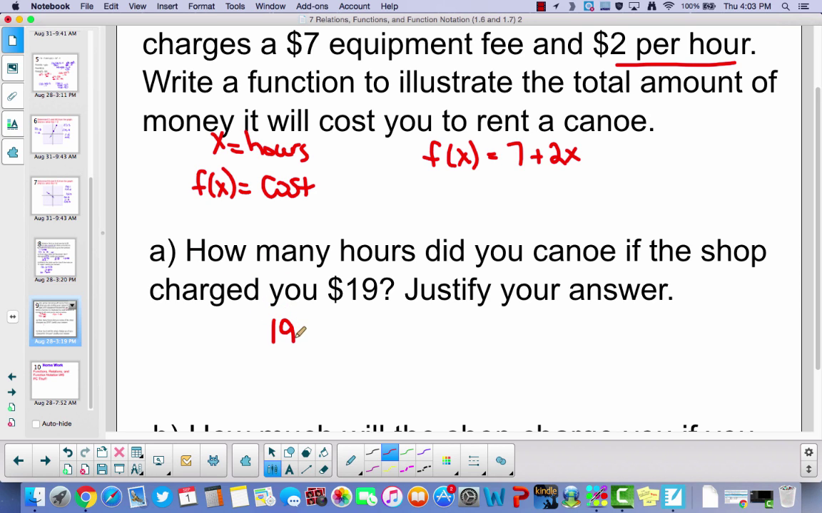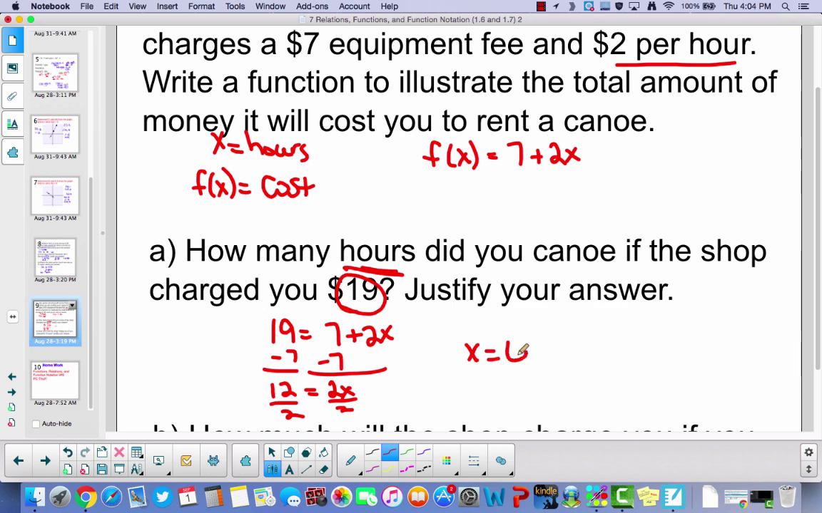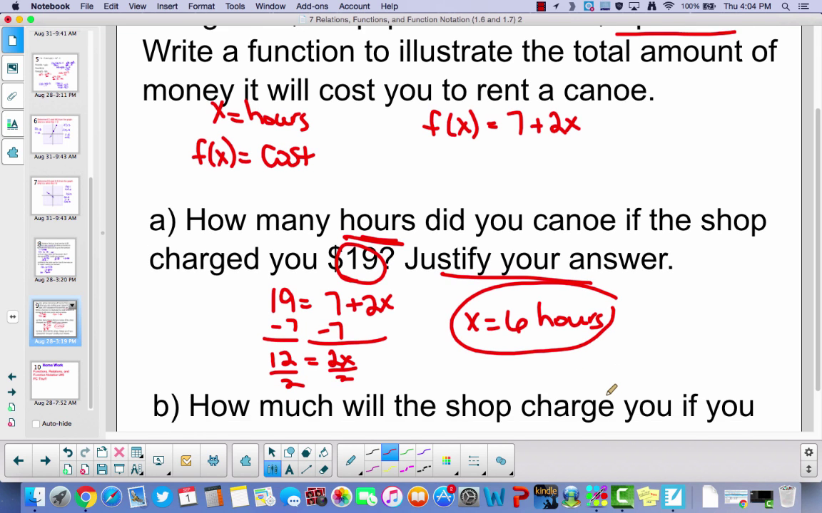How many hours did you canoe if the shop charged you 19? So 19, because that's my cost, goes there for the f of x. How many hours? That's what I'm trying to find, so that's my unknown. So 19 equals 7 plus 2x. Subtract 7 from both sides. I get 12 equals 2x. Divide both sides by 2, and I get x equals 6 hours. Make sure you put a label, and you need to justify your answer with some math behind it. You can't just do this in your head. I need to see your work.